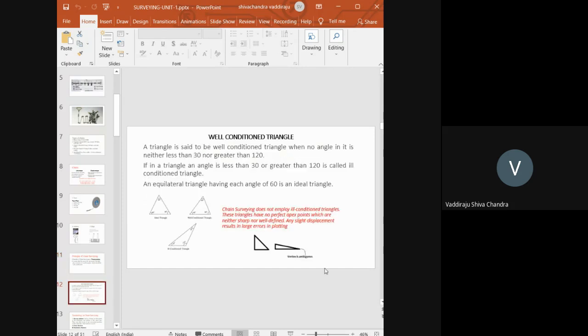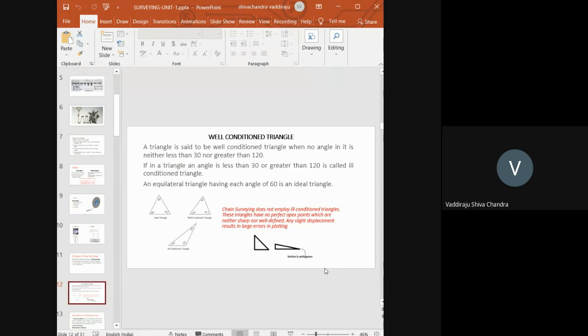Okay. A triangle is said to be well conditioned when no angle in it is either less than 30 or greater than 120. If all angles in a triangle are more than 30 and less than 120, then we call it a well conditioned triangle. If it is vice versa, then we call it an ill conditioned triangle. That is, if the angles in a triangle are less than 30 or greater than 120, we call it an ill conditioned triangle. And an equilateral triangle having each angle of 60 is an ideal triangle for surveying works.